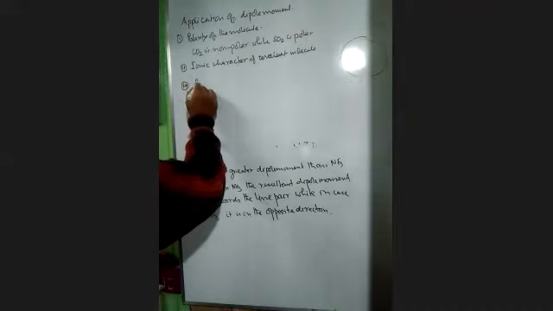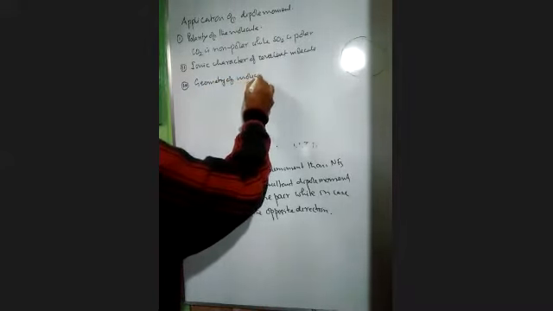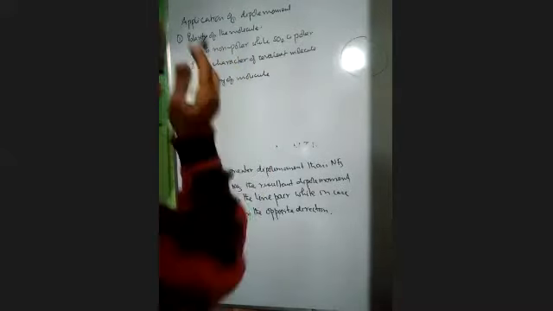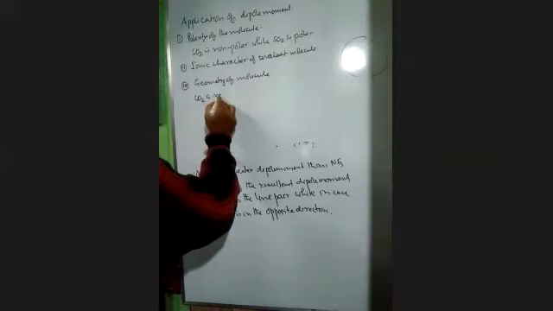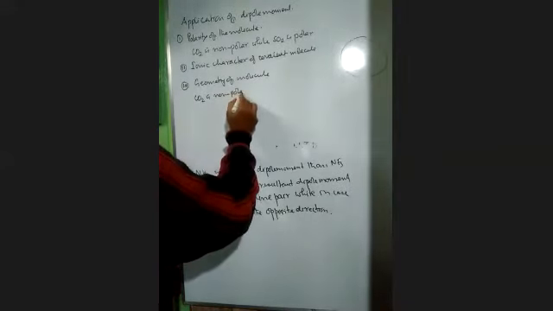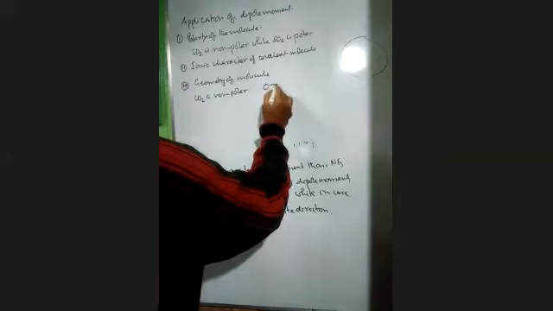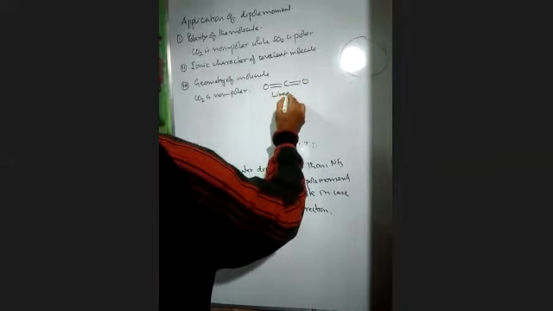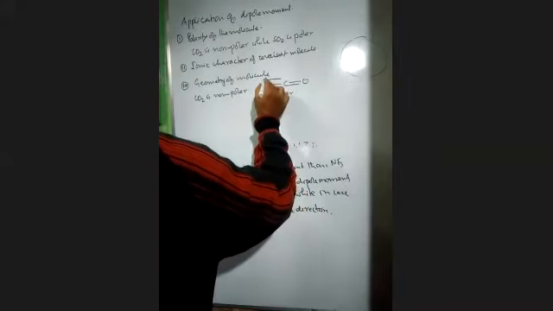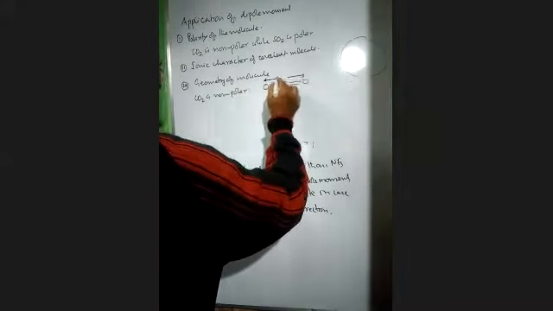Third, geometry of the molecule. If you know the dipole moment, then you can find out the geometry of the molecule. See here, carbon dioxide is non-polar. Why? Because it has a linear geometry. Linear, how do you know? Because we know one bond moment cancels the other bond moment.